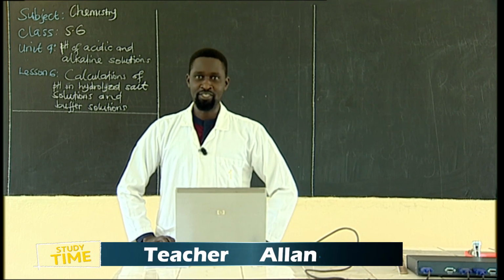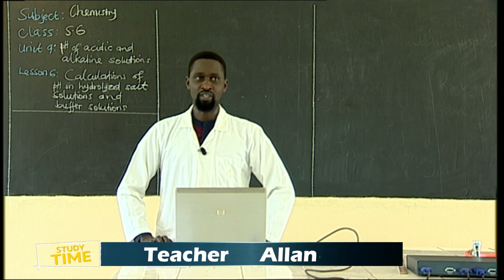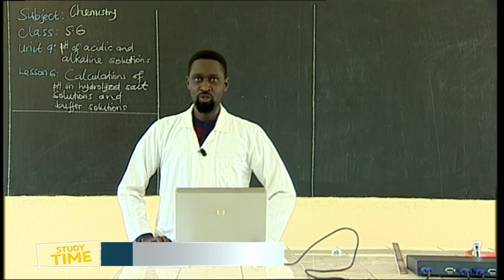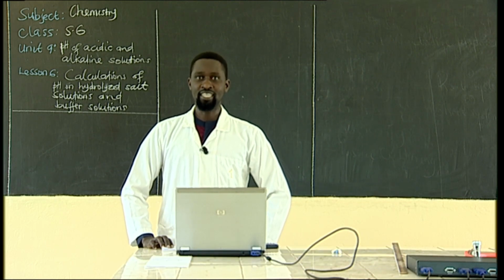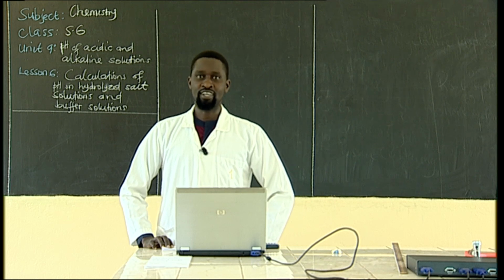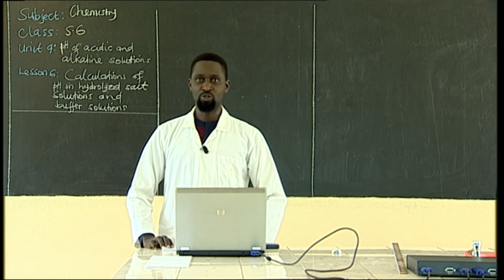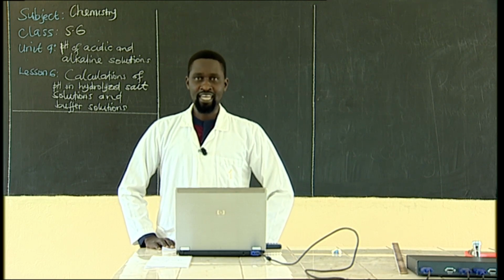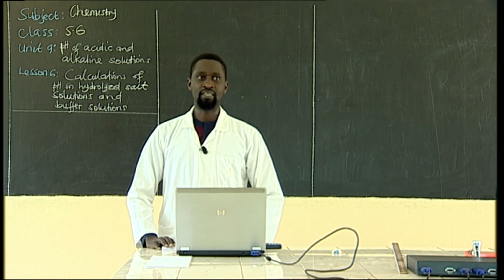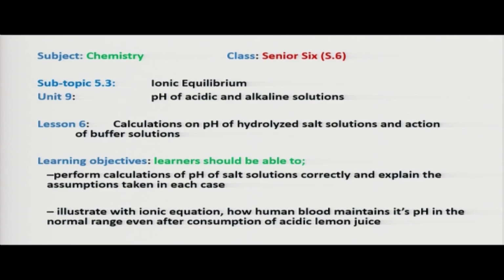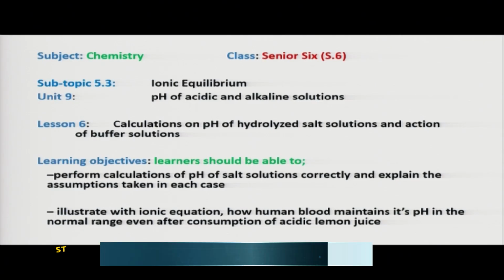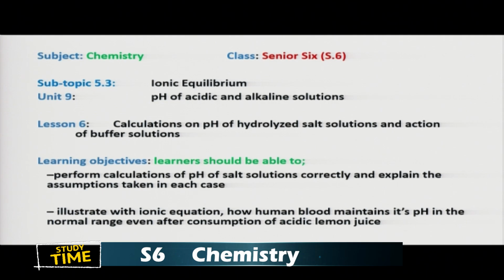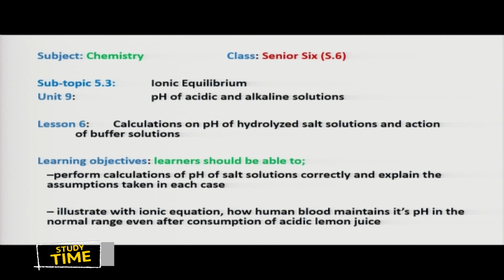I'm Alan and we're still continuing in chemistry on the topic of ionic equilibrium. Unit 9, the pH of acidic and alkaline solutions. Today we are going to be looking at lesson 6, which is calculations on the pH of hydrolyzed salt solutions and the action of buffer solutions. I hope you're safe and ready to go on with the lesson.